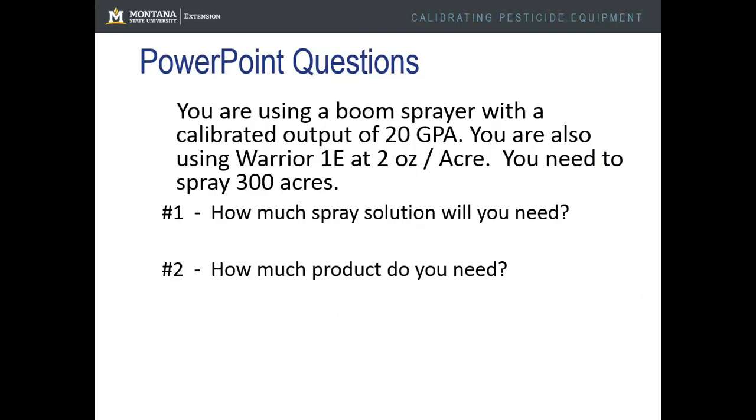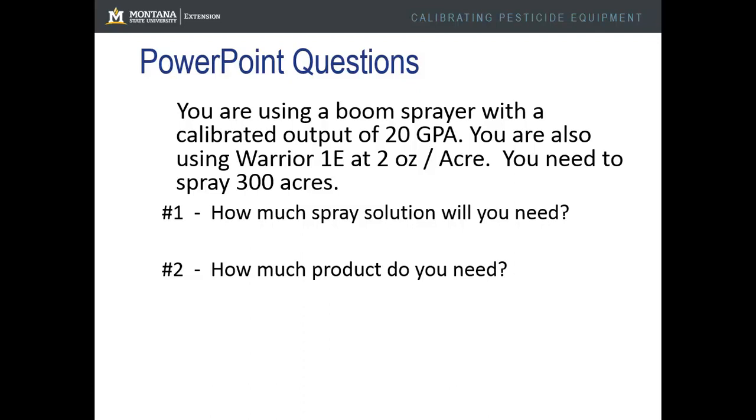Let's review a few calibration scenarios. You're using a boom sprayer with a calibrated output of 20 gallons per acre. You are also using Warrior 1E at the 2 ounce per acre rate. You need to spray 300 acres. Question 1. How much spray solution will you need? Feel free to pause the video as needed.